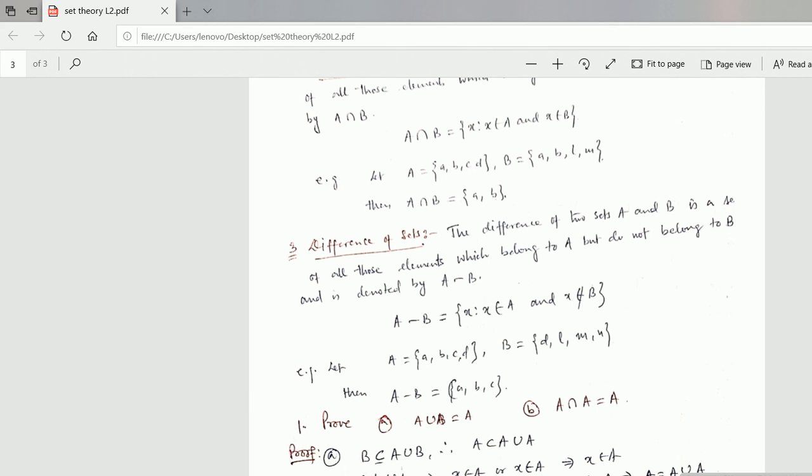Let X belong to A union A, and that implies X belongs to A or X belongs to A, and that implies X belongs to A. Therefore, A union A is a subset of A. As A union A is a subset of A and A is a subset of A union A, that implies A is equal to A union A.